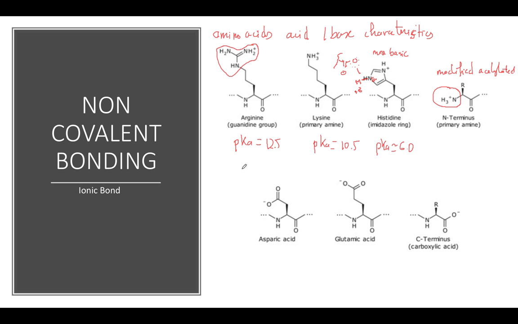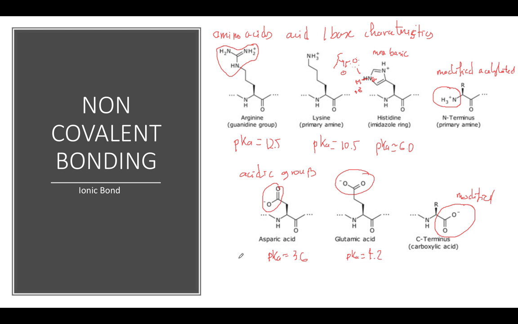Now, as far as acidic groups, obviously we've already mentioned the carboxylic acid groups of aspartic acid and glutamic acid. Both can be ionized at physiological pH because of their pKa value. The pKa of aspartic acid is 3.6. The pKa of glutamic acid will be about 4.2. Now, similarly to the N-terminus, the C-terminus carboxylic acid is ionized at physiological pH. However, oftentimes this carboxylic acid moiety is modified as well, so you may not always see that interaction take place.